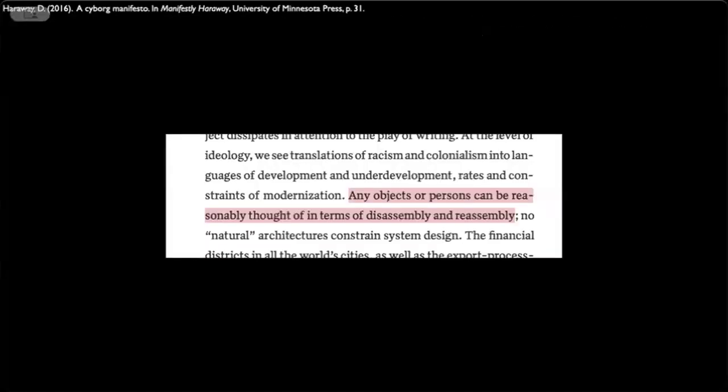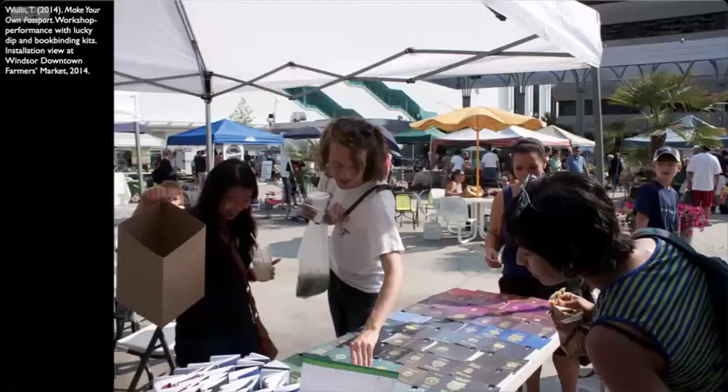Because identities are always relational and incomplete, as Lawrence Grossberg explains. I will also bring in Donna Haraway's post-anthropocentric framing on identities. Organisms are made, Haraway said. They are constructs of a world-changing kind. And she continues, any objects or persons can be reasonably thought of in terms of disassembly and reassembly. I see this disassembly, reassembly happening in the incident I mentioned earlier.